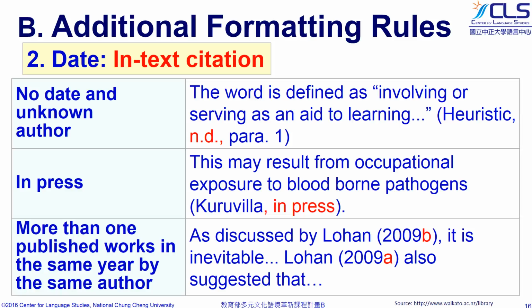Next, the APA style uses the author date rule, but what if the date and author are unknown? In this case, use the title of the source instead of the author and put ND for no date. If the work is still in press, put in press after the author with a comma in the middle. Finally, if we cite more than one published works in the same year by the same author, assign a letter suffix A, B, or C to the year as shown in the example.